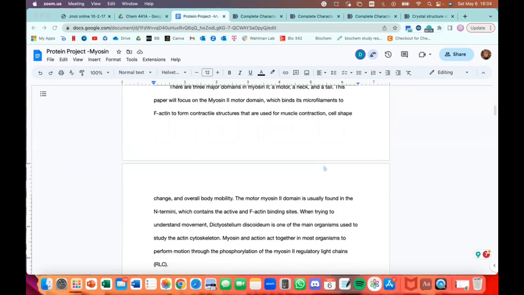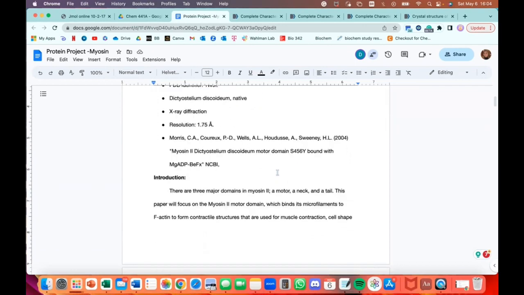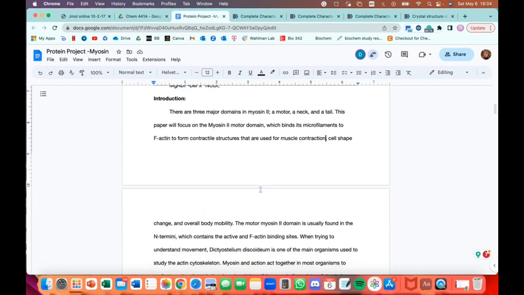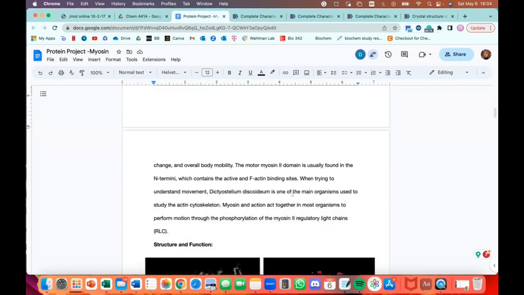So myosin 2 motor unit binds to its microfilaments, to F-actin, to form contractile structures that are used for muscle contraction, cell shape change, and overall body mobility. Again, when we talk about muscle contraction here, we're talking about smooth muscle. Dictyostelium, which is the organism in question, doesn't even have any type of muscle structure. The myosin is mostly for cell shape change and overall body mobility.